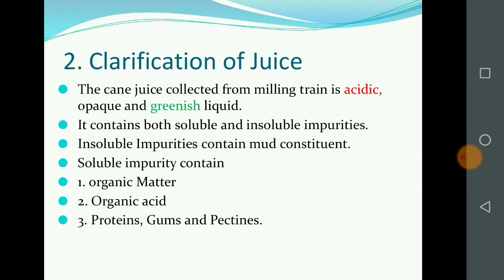There is the lime defecation process. The pH of freshly extracted juice is increased to 7.5 to 8.5 by adding milk of lime. Addition of lime reduces the loss of sucrose due to hydrolysis. Also, the soluble acids and phosphates are precipitated as their insoluble calcium salts.